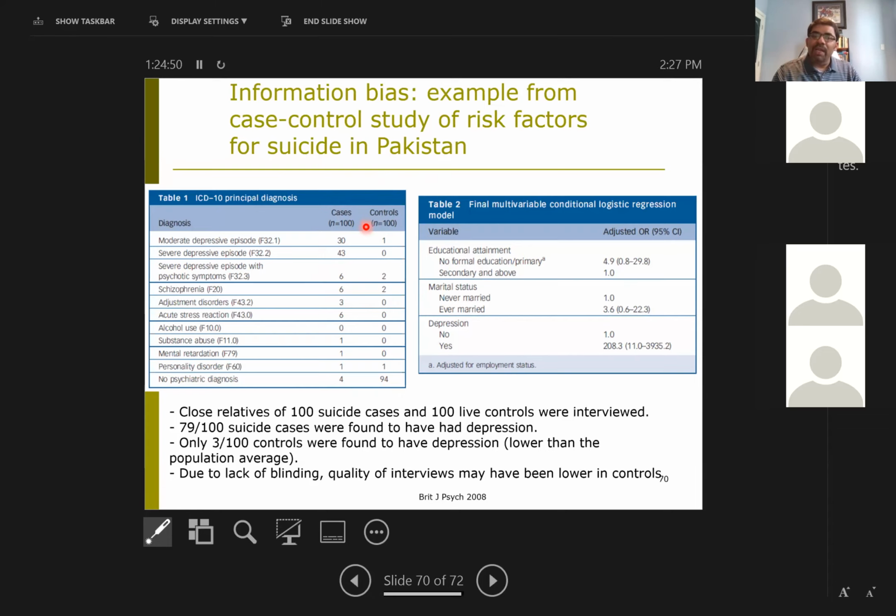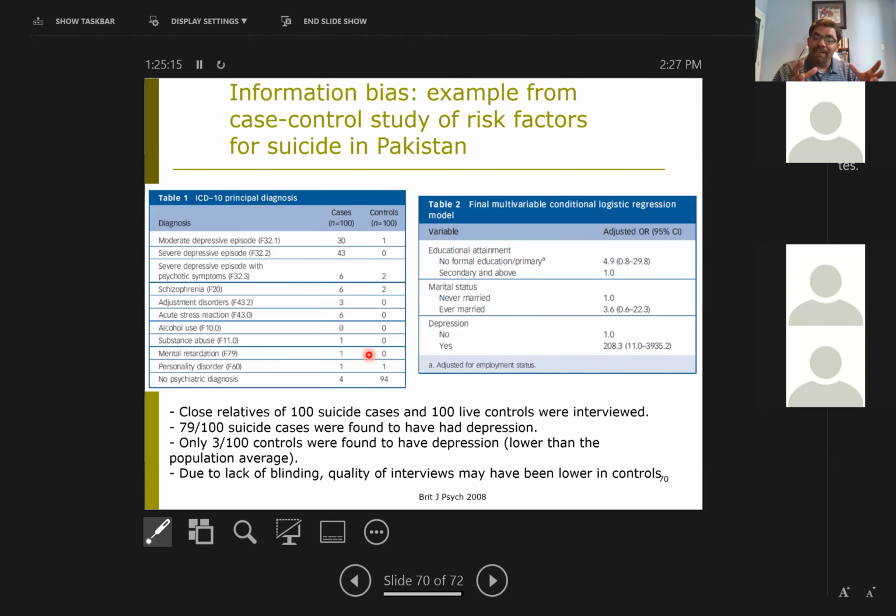And you end up with a ridiculous odds ratio of 208 for depression. This itself should have made these authors slow down and say, oh my God, what kind of an odds ratio are we getting? I mean, how could you have a control group that is completely sanitized? Nobody has any mental health issues. Pretty much every case has a mental health issue.